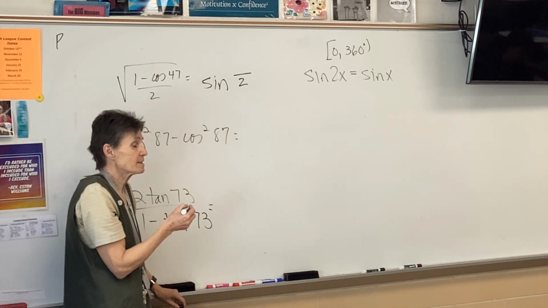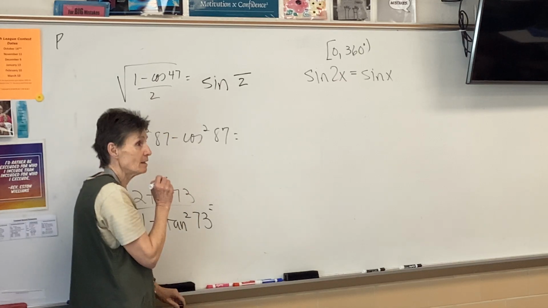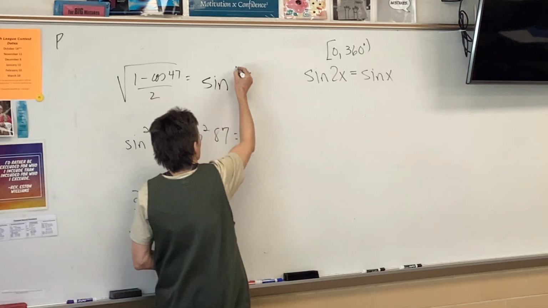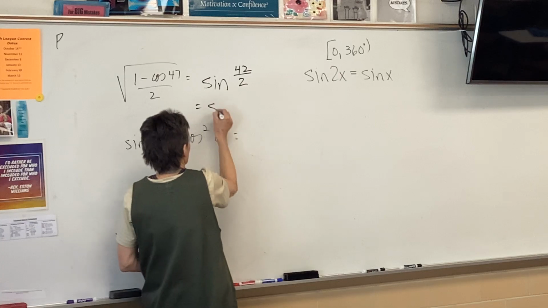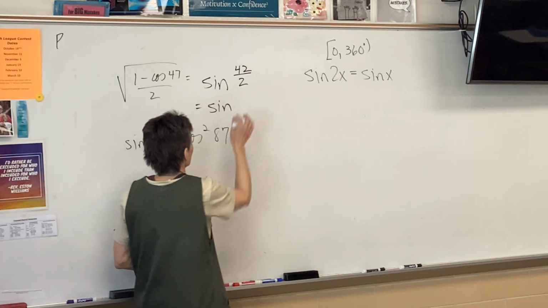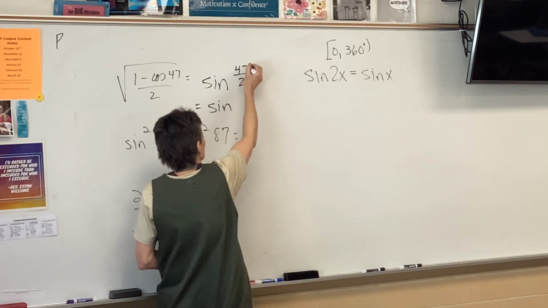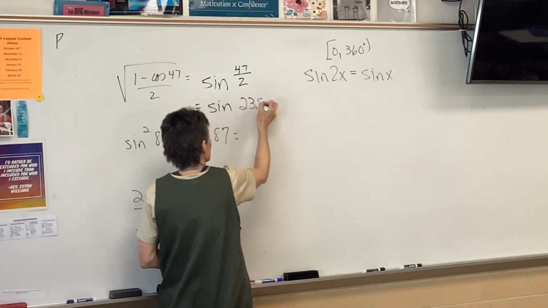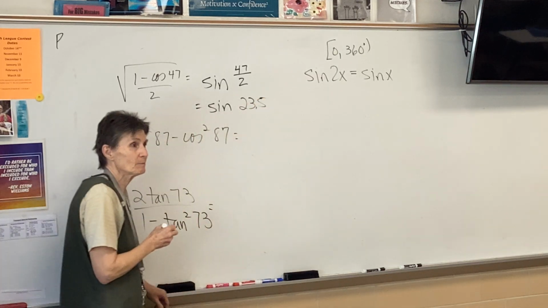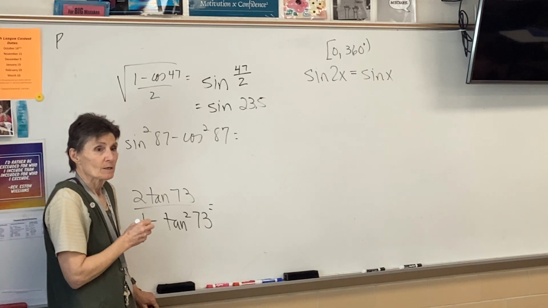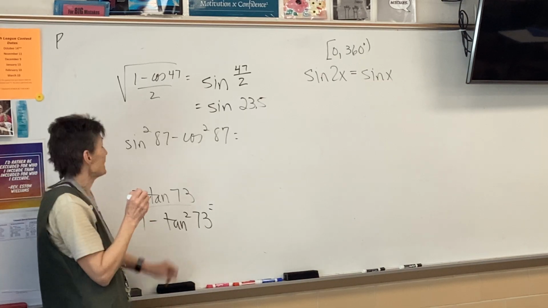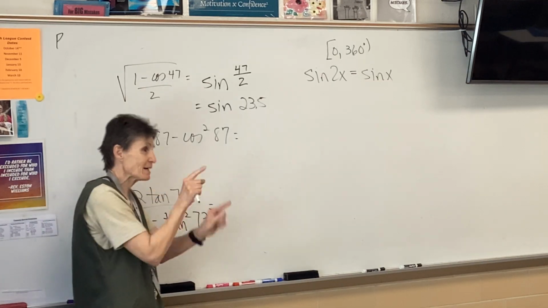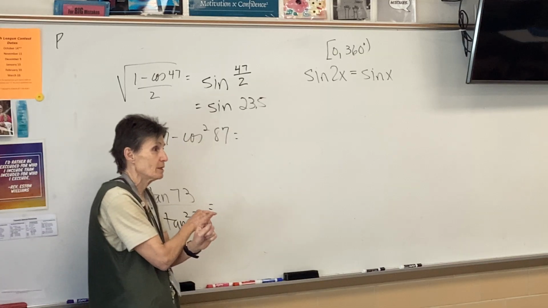So for us, the angle happens to be 47. So this is a formula for the sine of 47. What is that? 23.5, the sine of 23.5? So you're simply looking at what you've been given and you're matching it to something on your page.